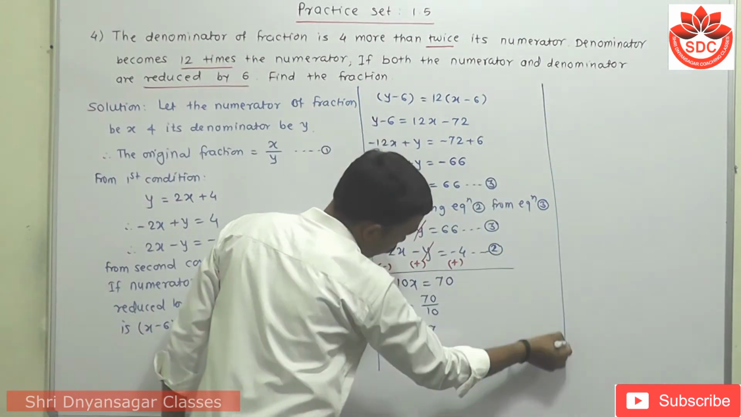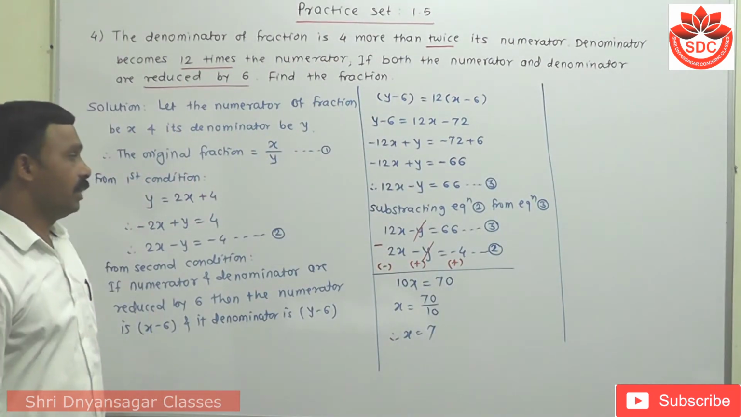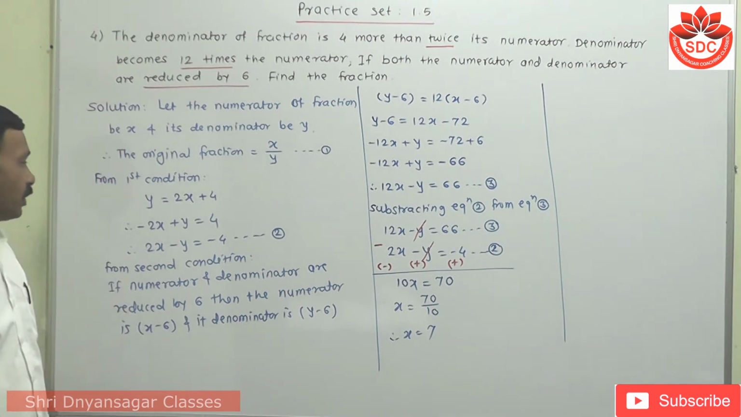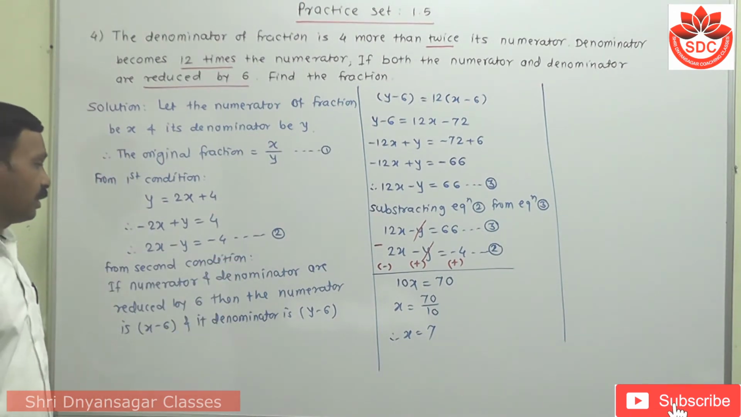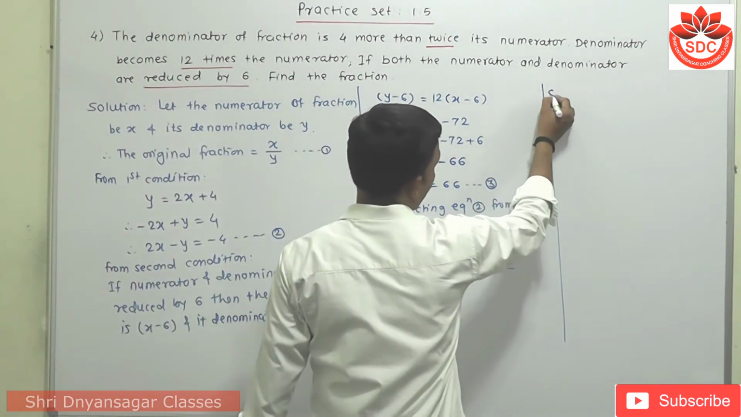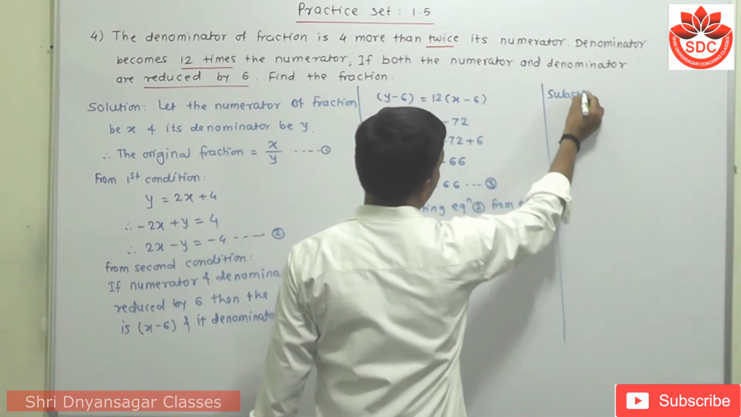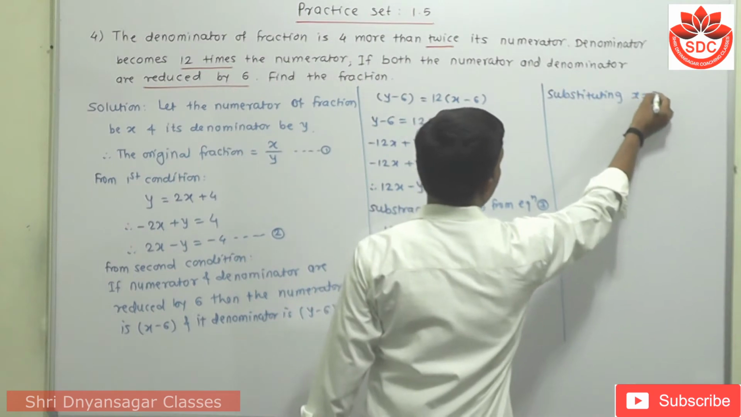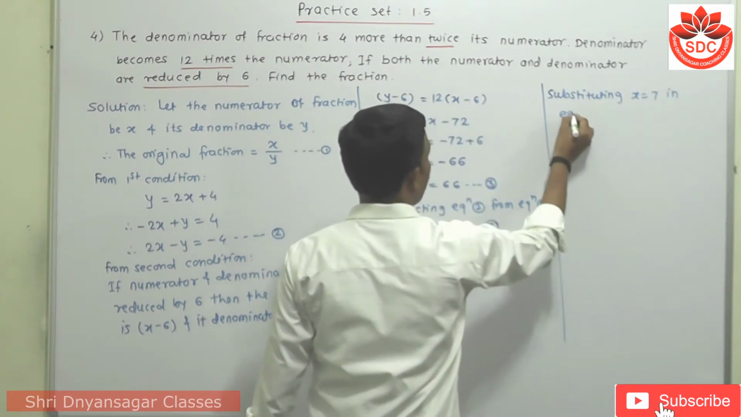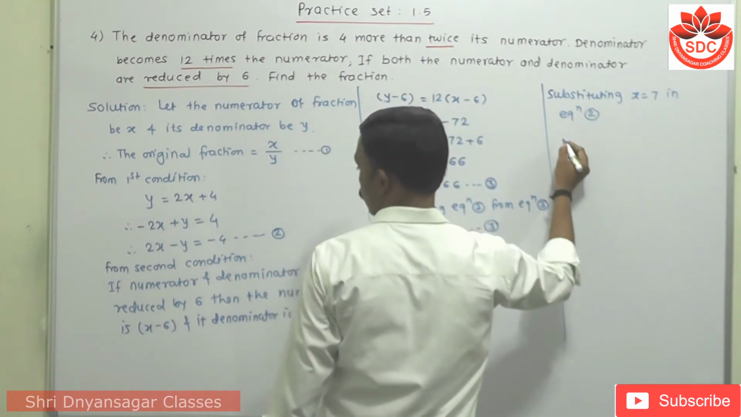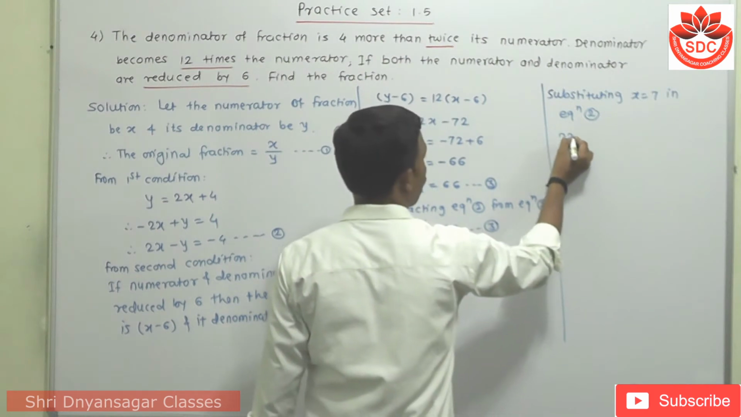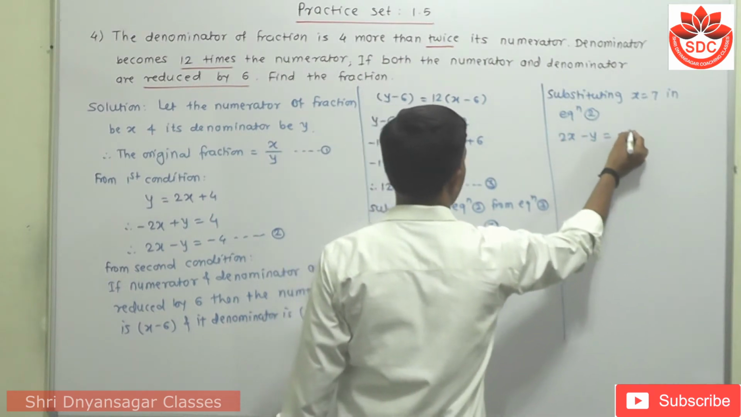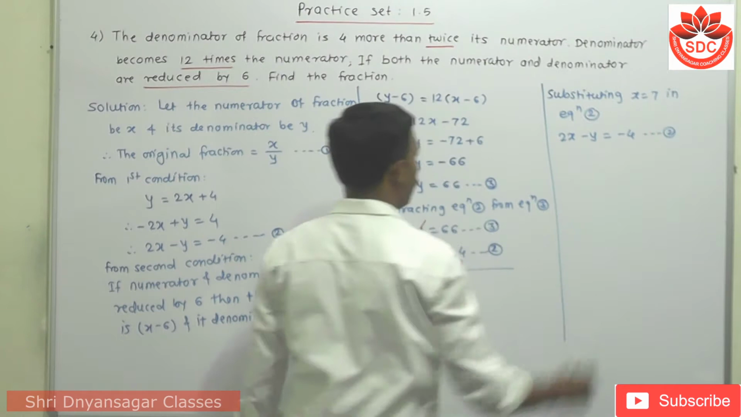Now we substitute this value in another equation, whichever is the simple one. So I substitute this value into equation number second. Substituting x is equal to 7 in equation second, the equation becomes 2x minus y is equal to minus 4. This is equation number second.